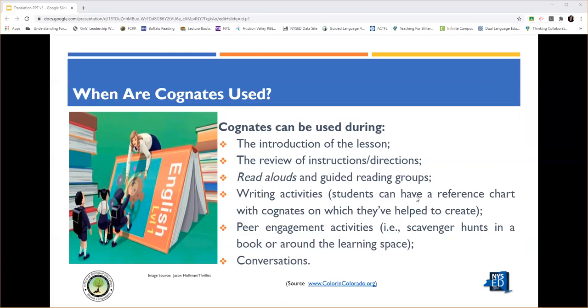During writing activities, students can have a reference chart with cognates on which they've helped to create. During peer engagement activities, i.e. you can do a scavenger hunt, or you can have students look for other things around the room or in the learning space. And simply during conversations or modeling for them, well, what does that sound like in Spanish? Or what does that word in Spanish sound like in English?